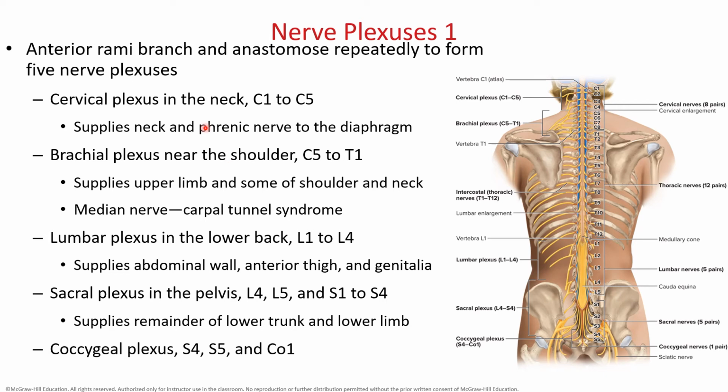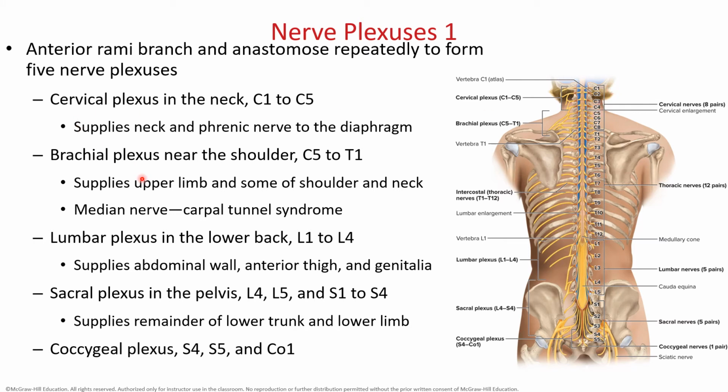So those anterior rami, the reason why we went over those, why those are important, they're going to branch and then they're going to come together repeatedly to form 5 nerve plexuses. So the first nerve plexus we're going to talk about is the cervical plexus, which is in the neck. It consists of C1 to C5, so C1, C2, C3, C4, and C5, and it's going to supply the neck and the phrenic nerve to the diaphragm. We also have, so the cervical plexus is right here, C1 to C5.